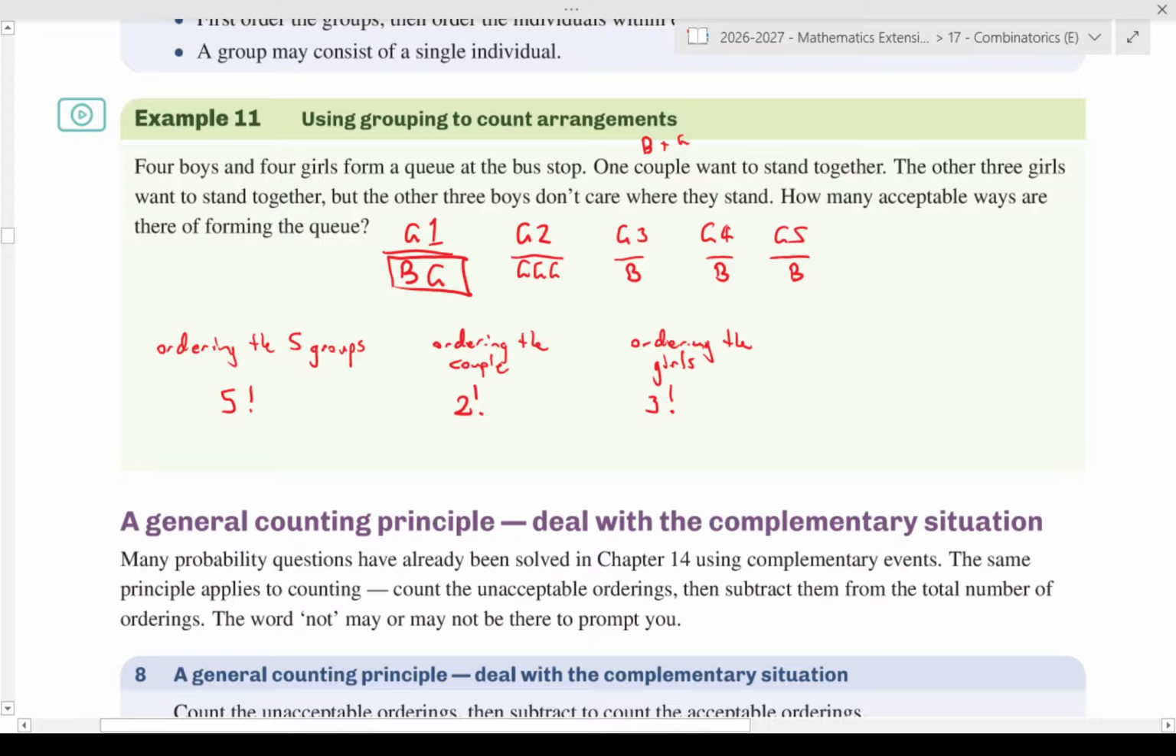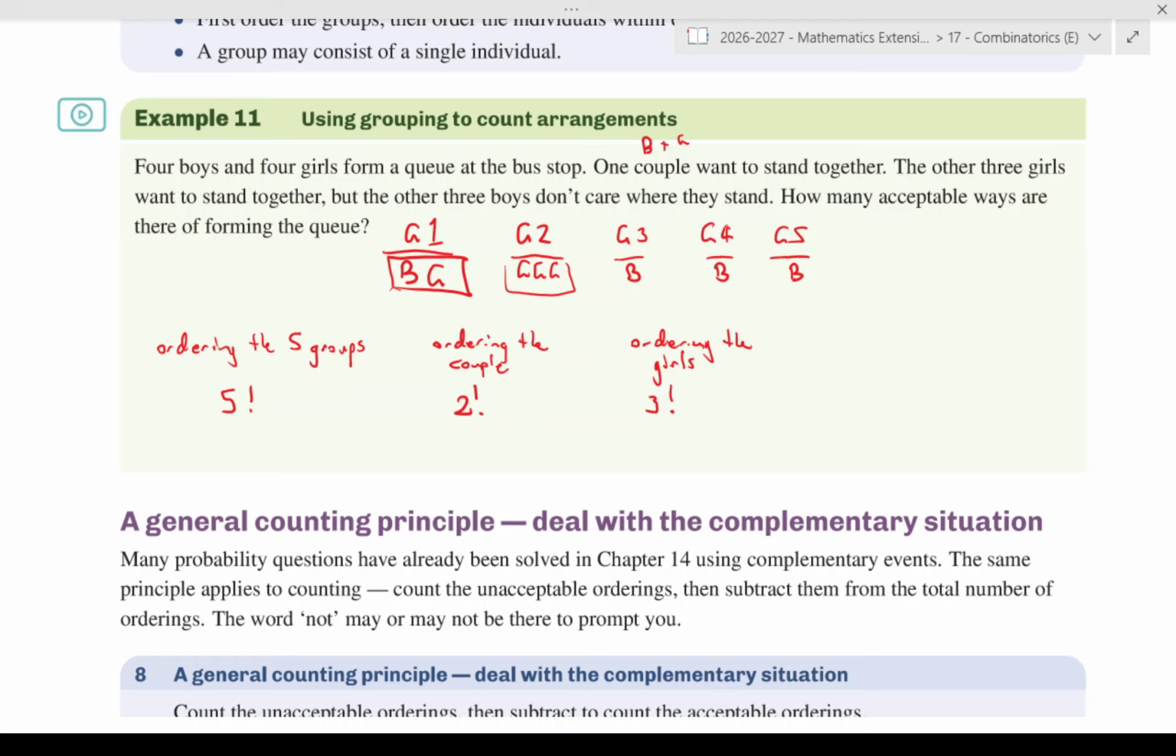So the main thing was we ordered the groups first. We bunched them as groups because we know these 3 want to stay together and we know these 2 want to stay together. So we treat them as a blob, and we order the 5 groups: 5 factorial ways. Then we go back and look inside the couple. The boy could be in front and then the girl, or the girl could be in front and then the boy. So there are 2 factorial ways to order them.